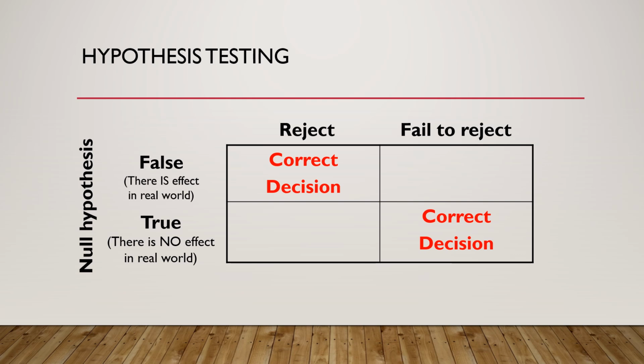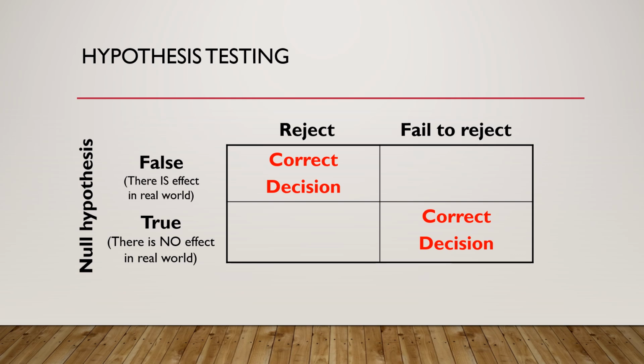This decision-making process regarding the null hypothesis can be expressed in this 2x2 table. The rows you have here are about the truth of the null hypothesis. So in the real world, either there is an effect, in which case the null hypothesis is false, or there is no effect in the real world, in which case the null hypothesis is true.